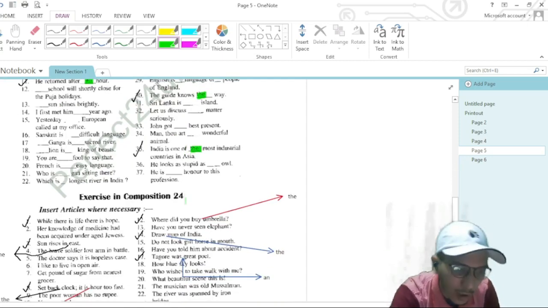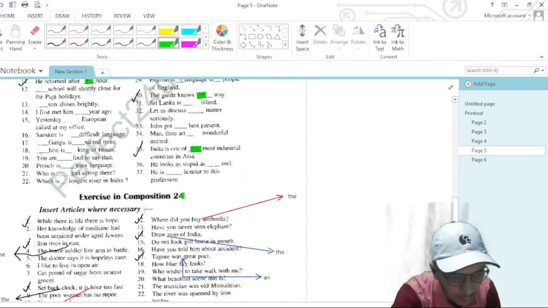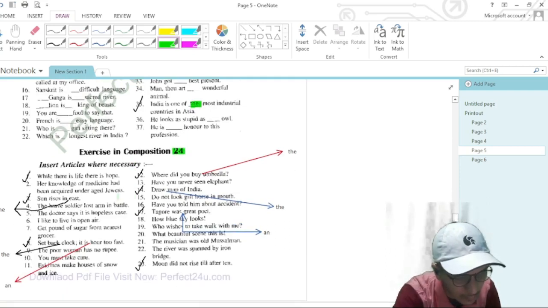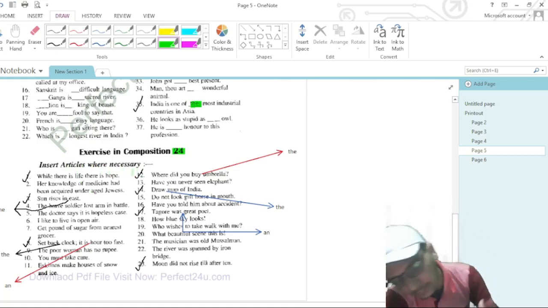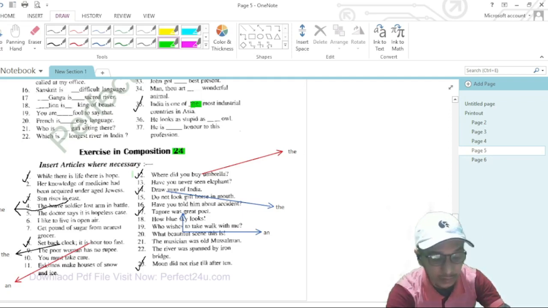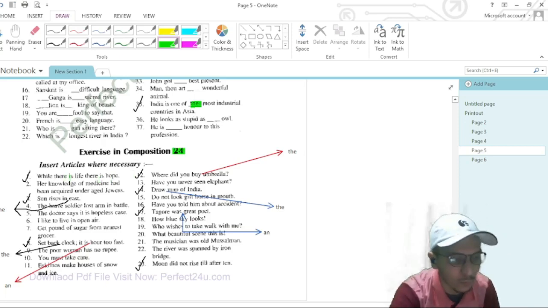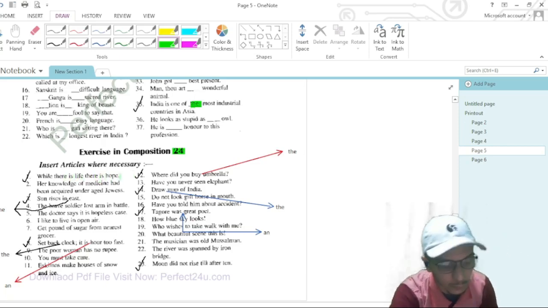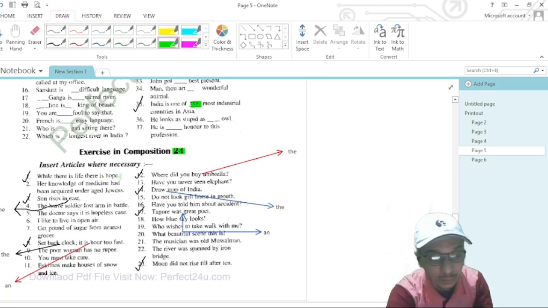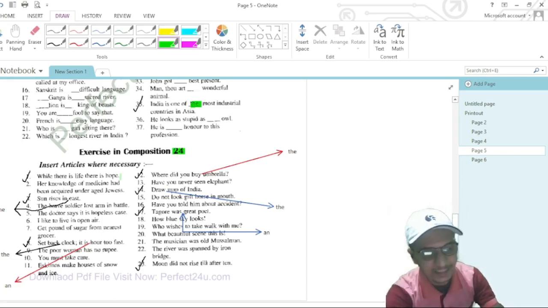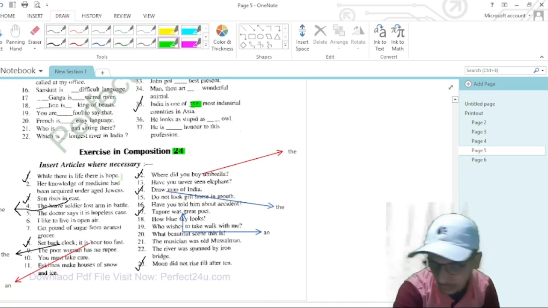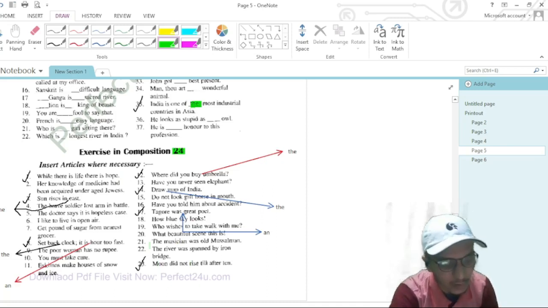Now we will start with exercise number 24. Insert articles where necessary. In this exercise also I will do 10 to 12 questions. While there is life, there is hope. In this sentence there is no correction or insertion. Insertion is not made in this sentence. So this sentence is correct, and there is no problem relating to it.